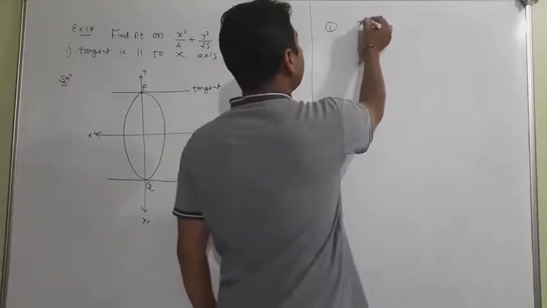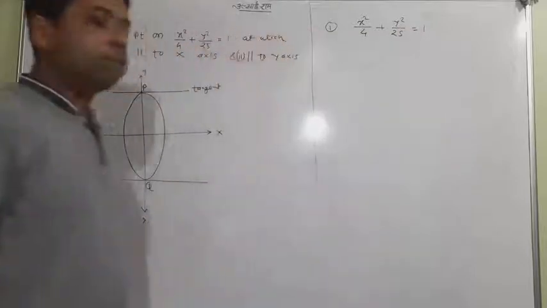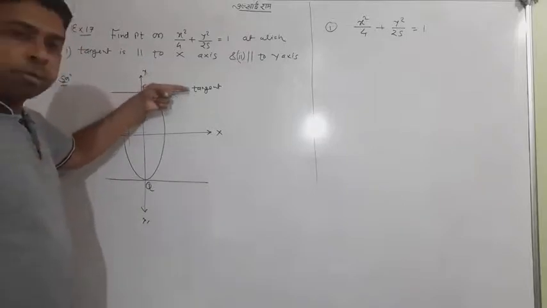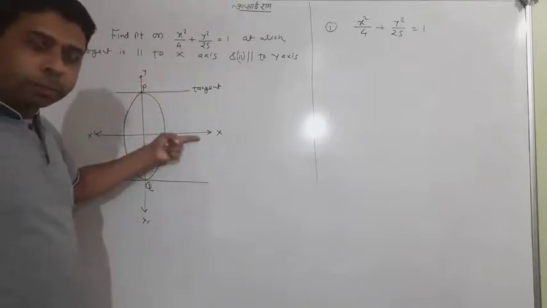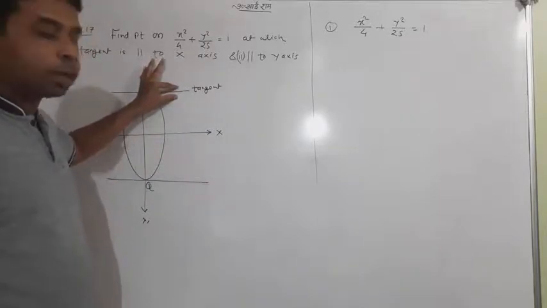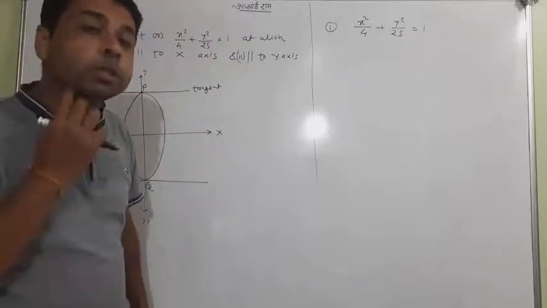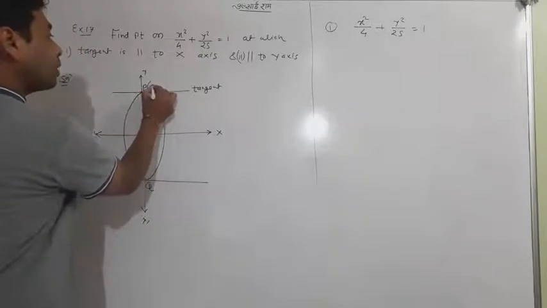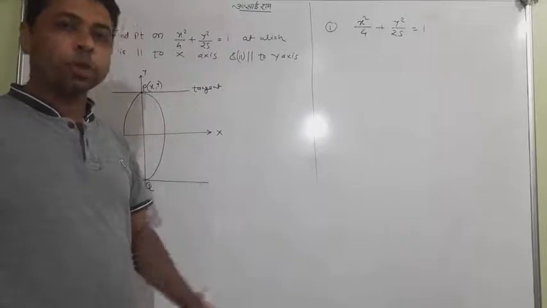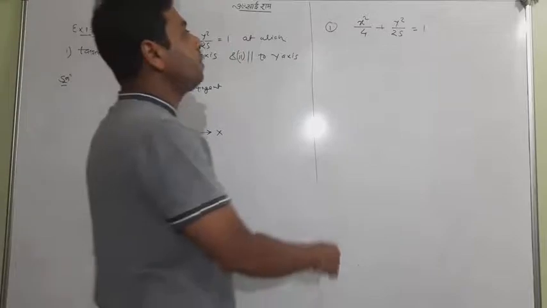First look at x square upon 4 plus y square upon 25 equal to 1. This is a curve, this is a function. We know that this tangent is parallel to the x-axis. So one must show that its slope is 0 because it is parallel to the x-axis. Those lines which are parallel to the x-axis have slope 0. Initially we don't know the point, we assume it is xy because we don't know what x and y are. But we are sure that x will be 0. It will come automatically. Don't be afraid about that.